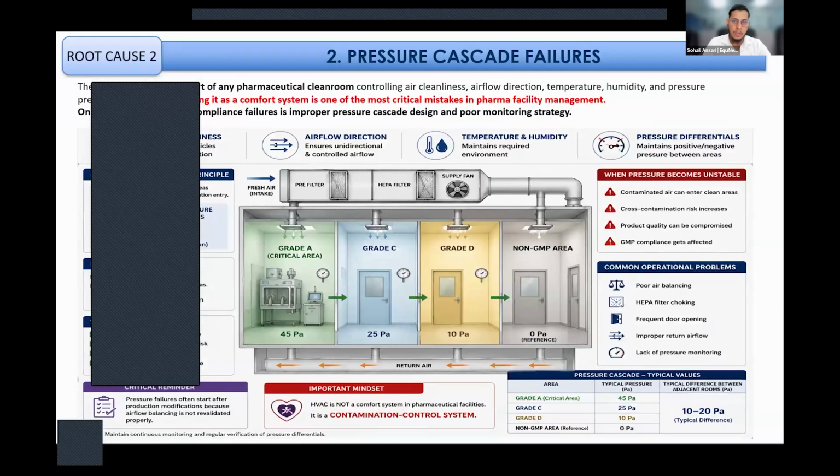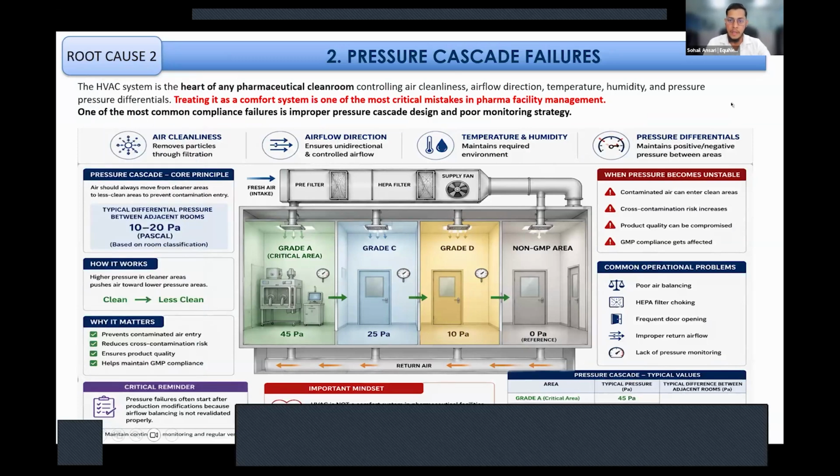Root cause number two is pressure cascade failure. As we all know, the HVAC system is the heart of any pharmaceutical cleanroom, controlling air cleanliness, airflow directions, temperature, humidity, and pressure differentials.